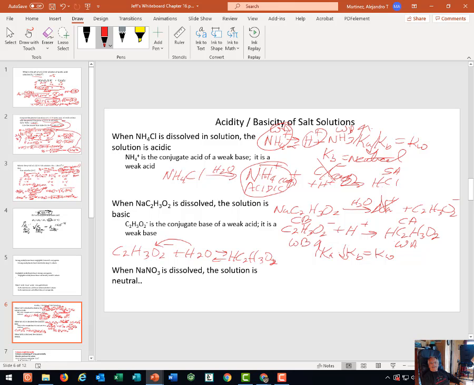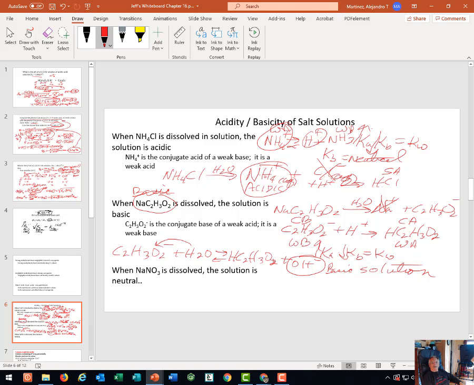HC2H3O2, and every time it takes a proton from water, what does it leave behind? It leaves hydroxide, and the hydroxide in excess makes this a basic solution. So sodium acetate, guys, this is a basic salt.